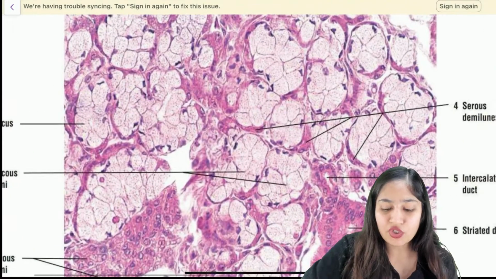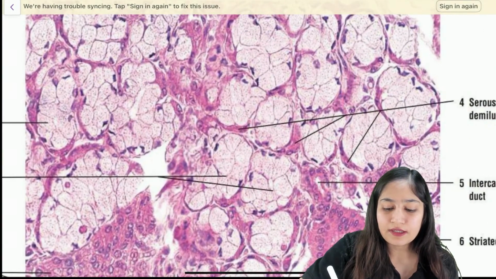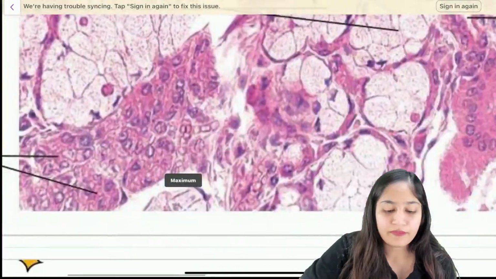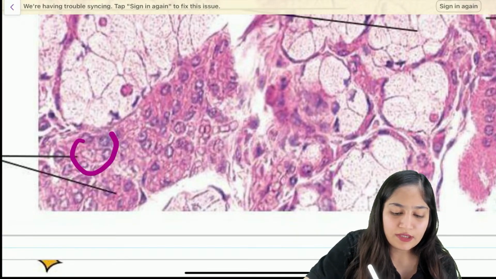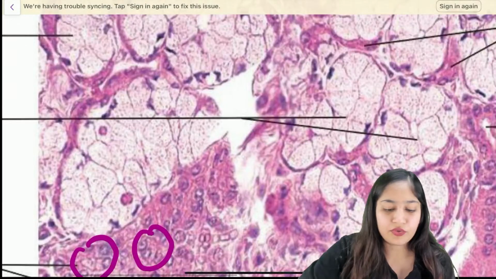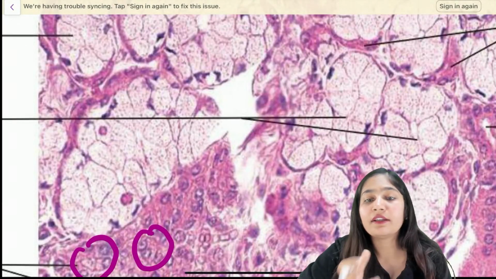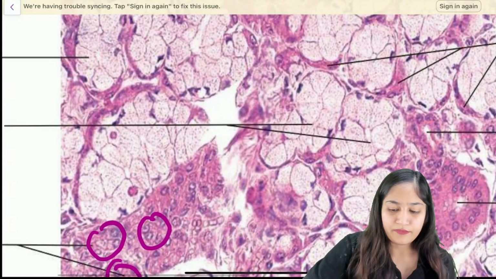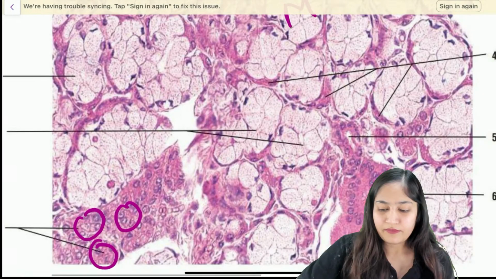So this is a histologic picture. Again you can see these are our mucous cells. And where are the serous acini? Here. Can you see? Darkly stained are our serous acini. So clearly you can appreciate the difference between serous and mucous acini in this slide. Right?